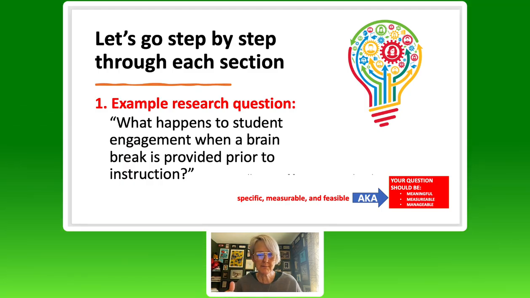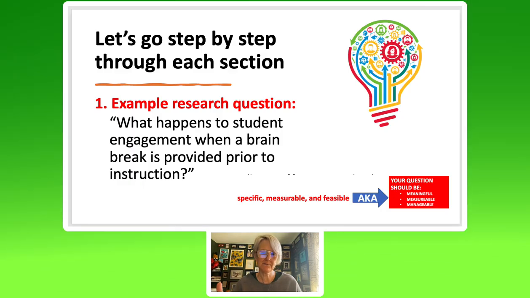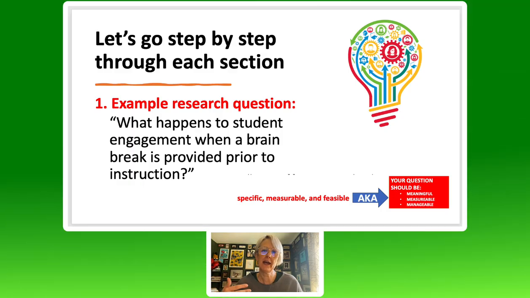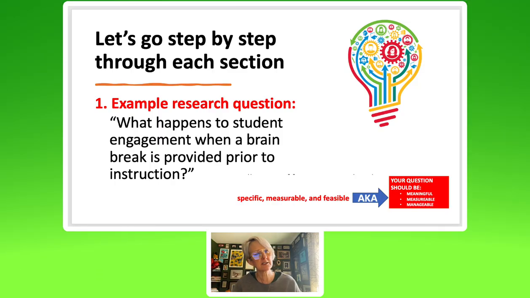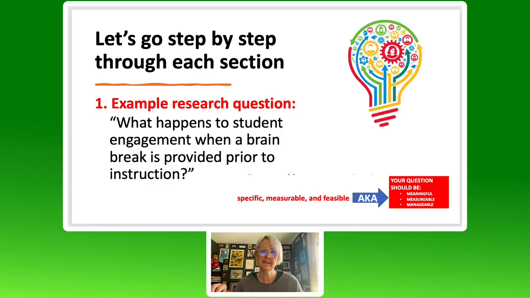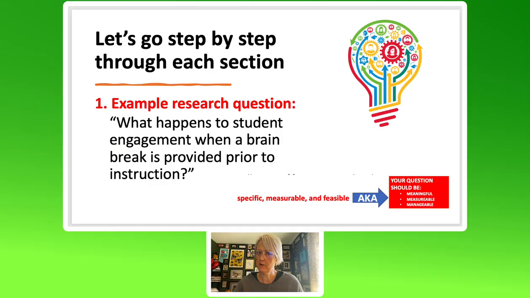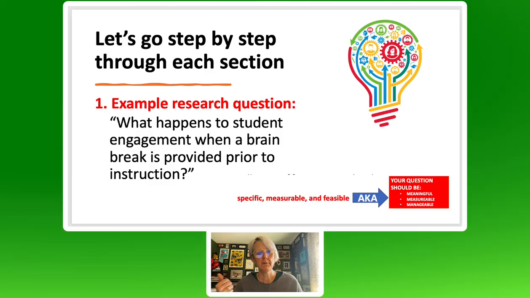As I just mentioned, you need to have a research question that you begin to think about. What I hope is that in our class in person next week you will have the opportunity to really fine-tune what that question is, decide on it, and begin working on it. The one I'm going to show you is: what happens to student engagement when a brain break is provided prior to instruction?